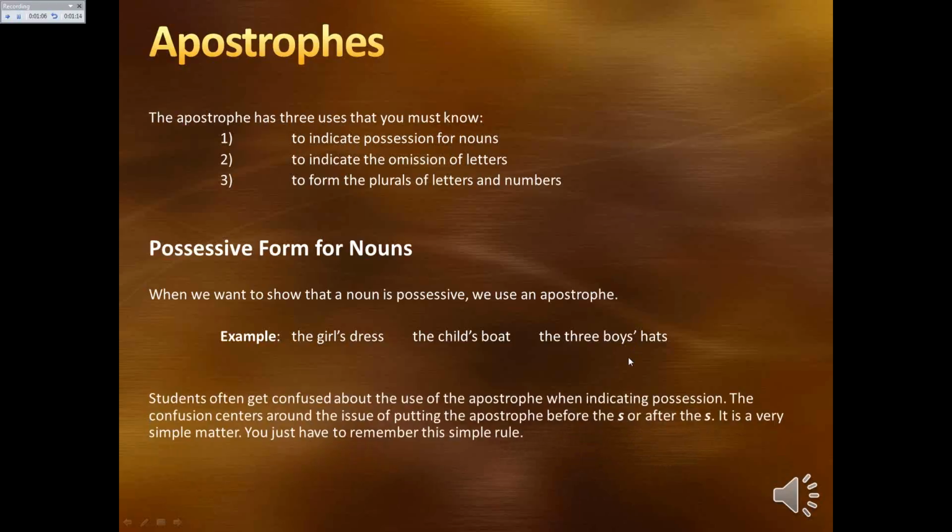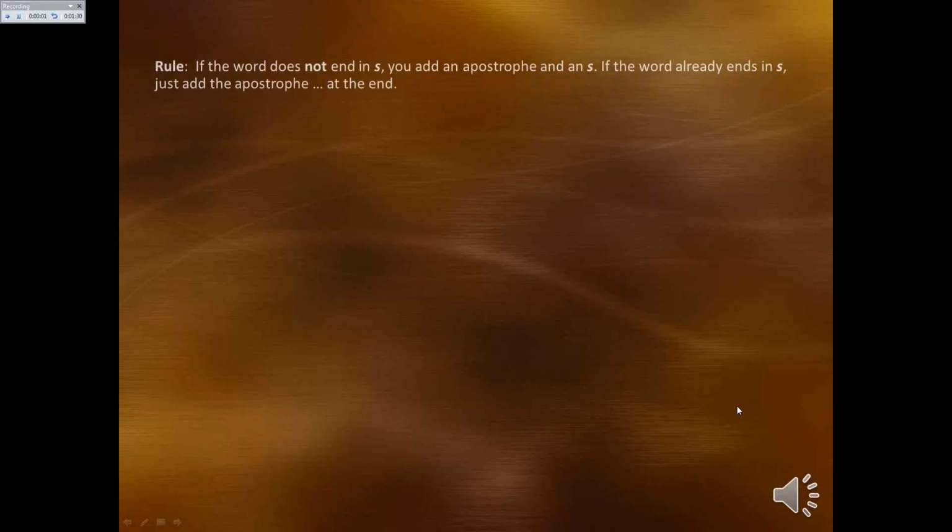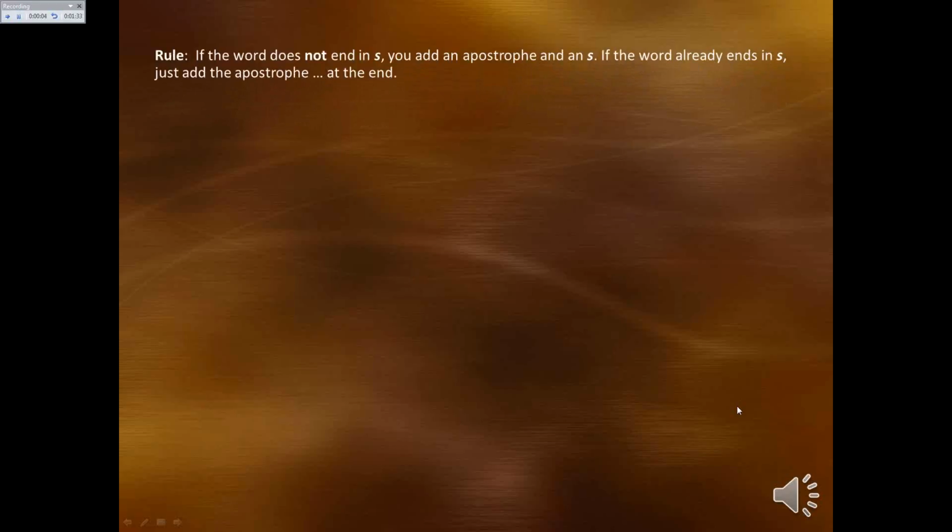Students often get confused about the use of the apostrophe when indicating possession. And the confusion centers around the issue of putting the apostrophe before the S or after the S. But it's a very simple matter. Just remember what I showed you. It's one simple little rule. If the word does not end in S, you add an apostrophe and an S. But if the word already has an S on the end of it, just add the apostrophe at the end of the word, of course. Just think of it this way. You do not need to have two S's sitting there.